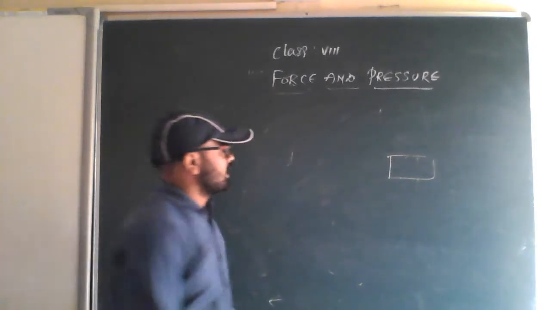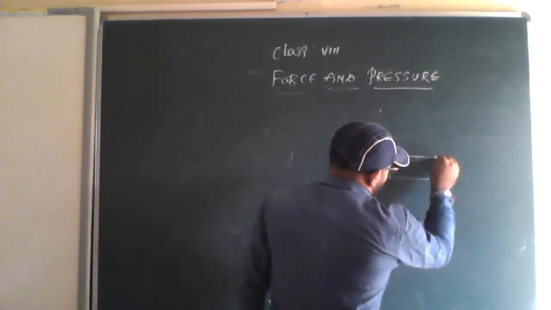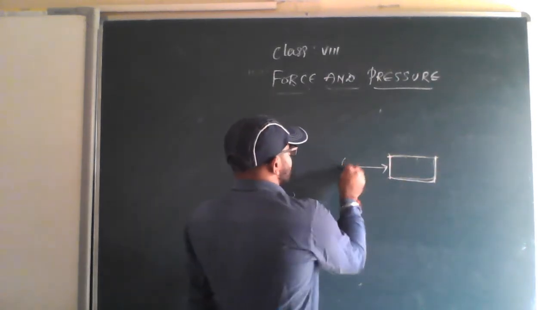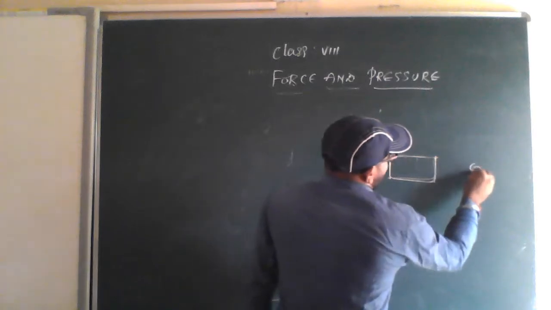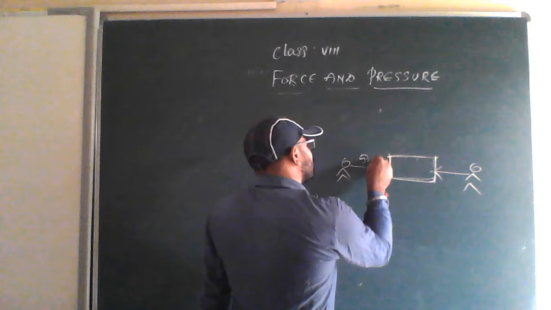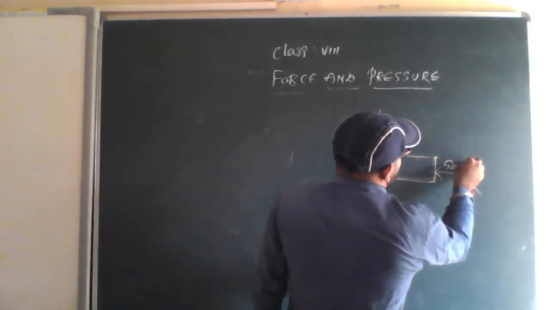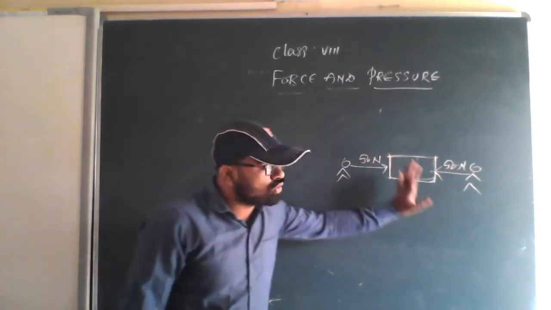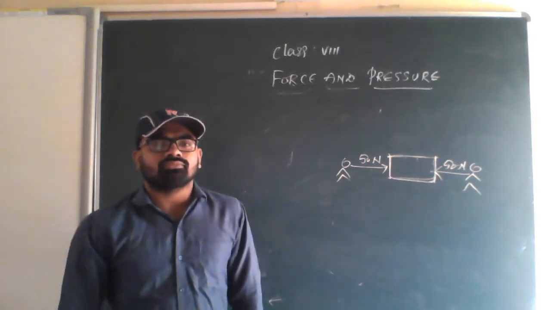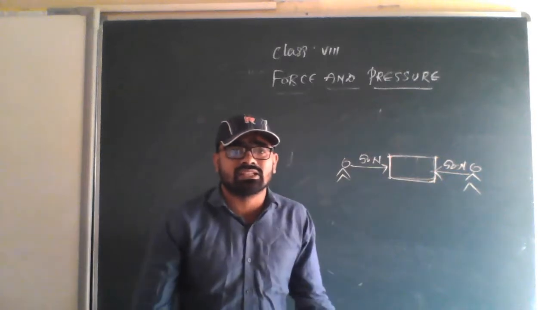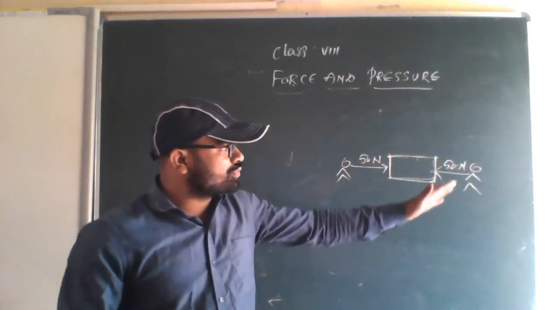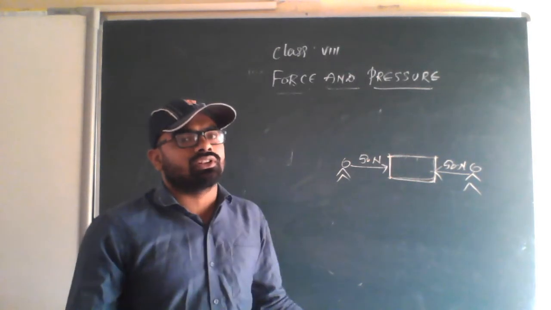Okay, if I keep an object here, and one person is applying a force, and another person is applying a force from this side. If he is applying 50 Newton and this man is also applying 50 Newton, then the net force on the object is 0. Why? Because 50 minus 50 is 0.